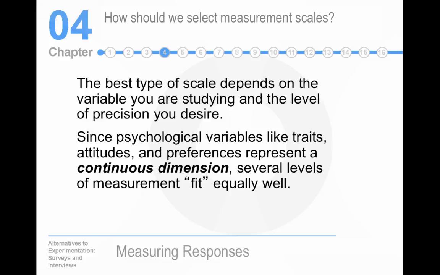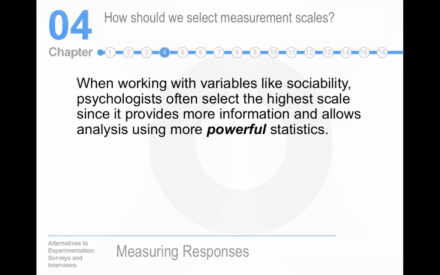An interval way of measuring this would be saying, on a 1 to 10 scale, where 1 is introverted and 10 is extroverted, where are you? And so it gives you more data, so it's better in that sense. Why is it better? Well, because we can use more powerful statistics. We can use parametric statistics on interval and ratio data.